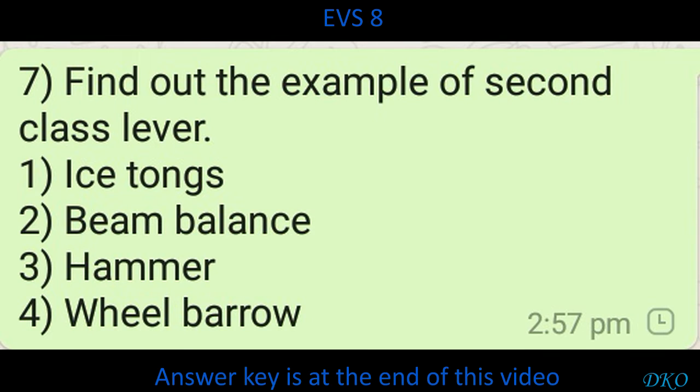Question number 7. Find out the example of second class lever. Option number 1 is ice tongs. Option number 2 is beam balance. Option number 3 is hammer. And option number 4 is wheelbarrow.